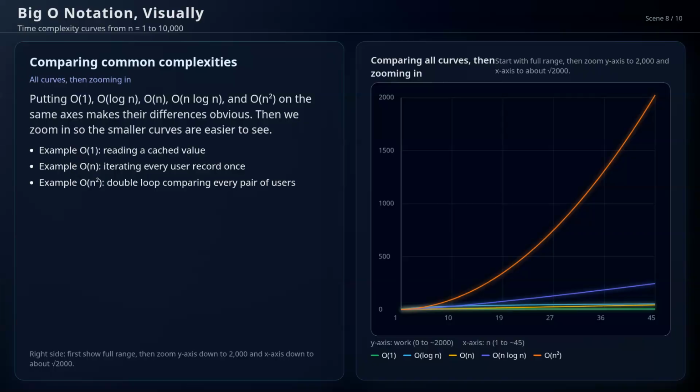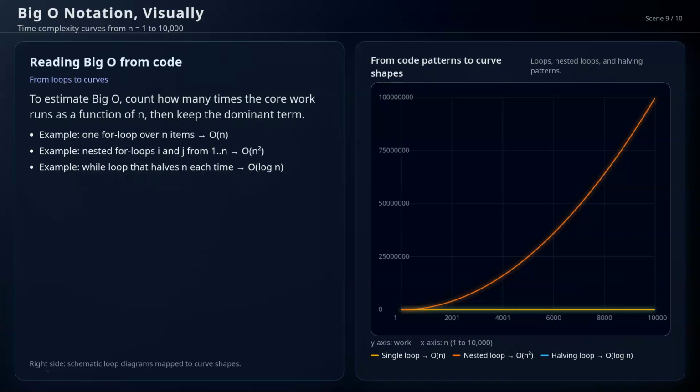When you look at code, you can estimate its Big O by counting how many times the core work runs as a function of n. A single loop over n items is usually O of n. A loop nested inside another loop over the same range is O of n squared. A loop that repeatedly halves n, like in binary search, is O of log n. When you have several independent pieces of code, you keep only the dominant term, the one that grows fastest, because that's what controls the curve for large n.